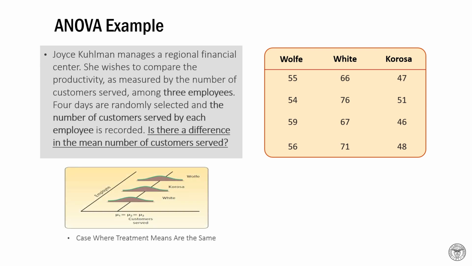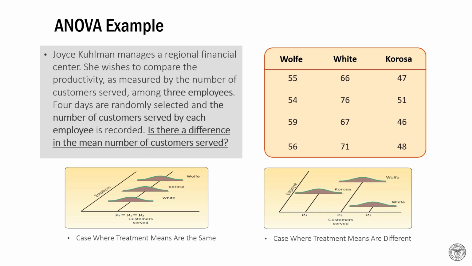Suppose there's no difference in the treatment means. This will indicate the population means are the same. This is shown in the chart on the bottom left. Note that the populations follow the normal distribution, and the variation in each of the populations is the same.